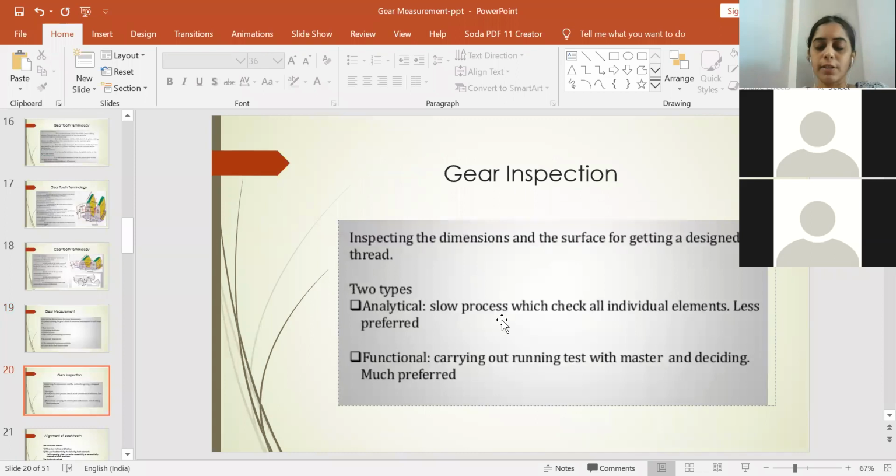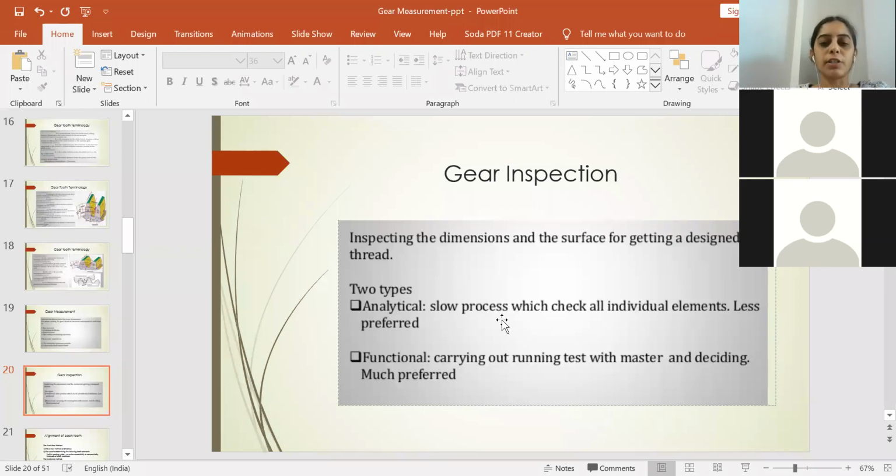So in order to inspect these gears, there are two methods which are followed. One is the analytical one and the other one is the functional one. The analytical one is a slow process and it checks all the individual elements. Since it takes time, it is not preferred much, but it also helps in checking each and every concept right from A to Z associated with the elements of the gear.